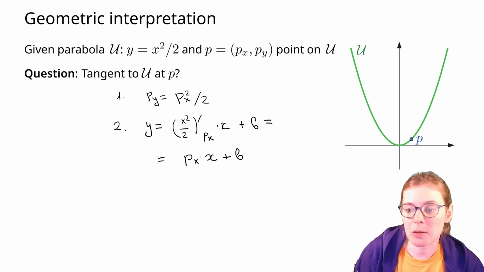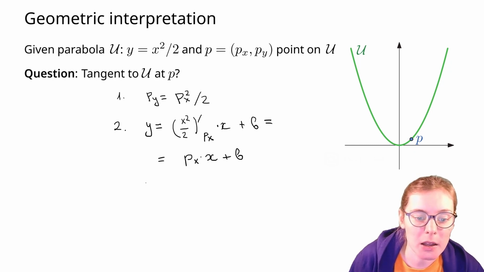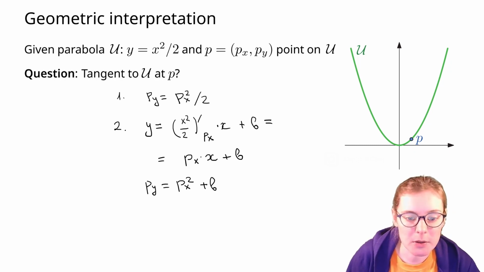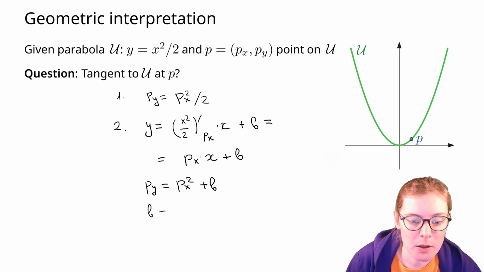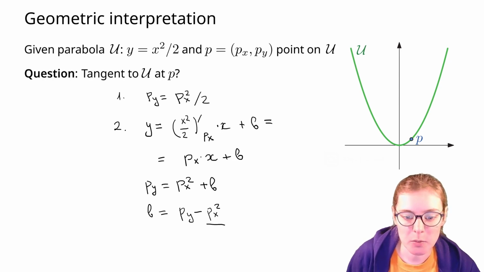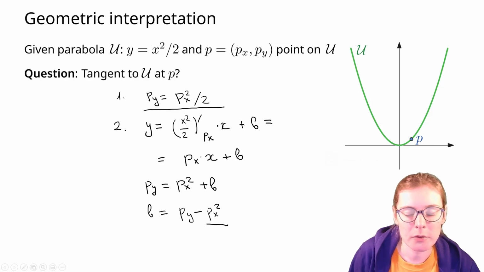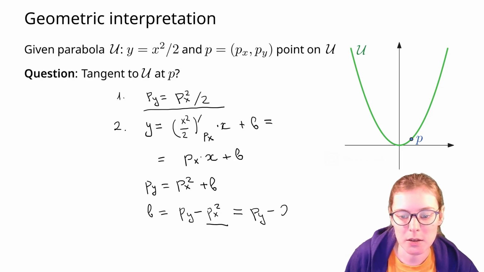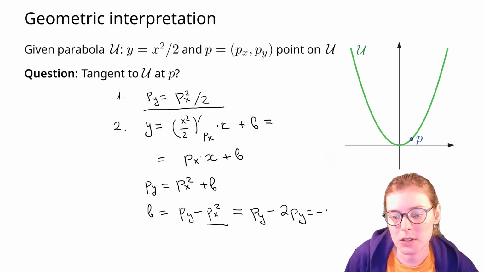Again, because this line passes through point P, if we plug in the coordinates of the point P into the equation of the line, we can derive the value of the intercept. So the intercept is equal to py minus px squared. We can now replace px squared using the first observation we made and find that b equals py minus 2py, which is simply minus py.